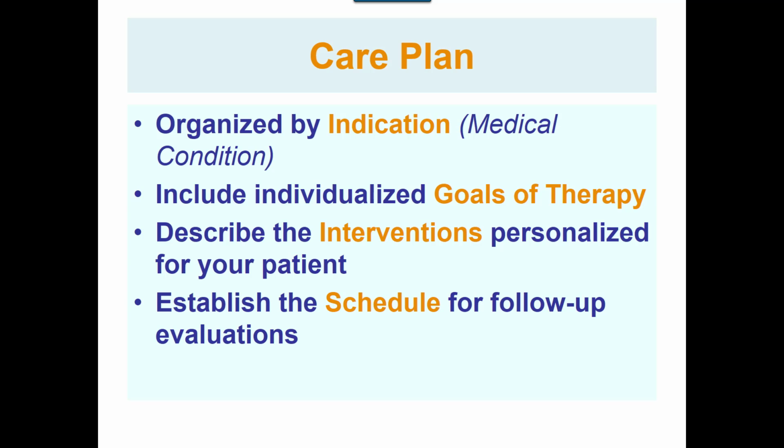To summarize, care plans are organized by indication. They include goals of therapy and described interventions, or what actions you will take specifically to help this patient, and the final component of every care plan is the schedule for the next visit in order to evaluate the progress.